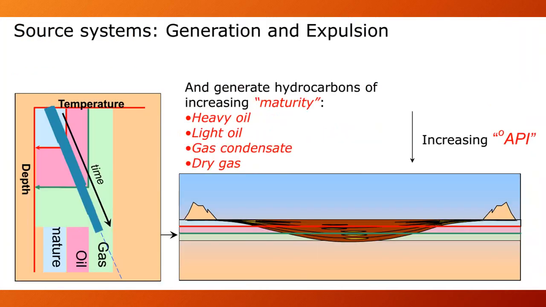So this source system generates hydrocarbons of increasing maturity. So it can be heavy oil, light oil, gas condensate, dry gas, depending on the depth and the increasing temperature with depth. So as the temperature increases, we move to an increasing API. API is a function that is the reverse of the density. So the more the temperature, the higher the density we reach. So we move from top to bottom, from heavy oil to light oil to gas condensate to dry gas.